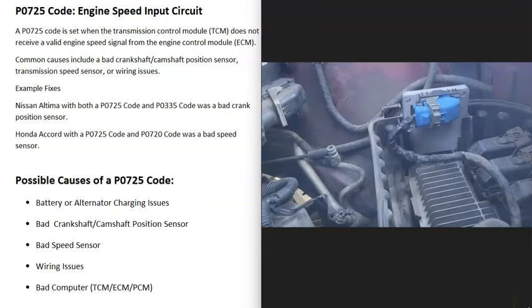And the last thing on the list is going to be a bad computer, like a bad transmission control module, a bad engine control module, or a bad powertrain control module. Although this isn't too common. Usually when you get a P0725 code, it's going to be something else. But it is possible that there is some kind of issue going on with one of the computers. So the last thing on the list is going to be a bad computer module.